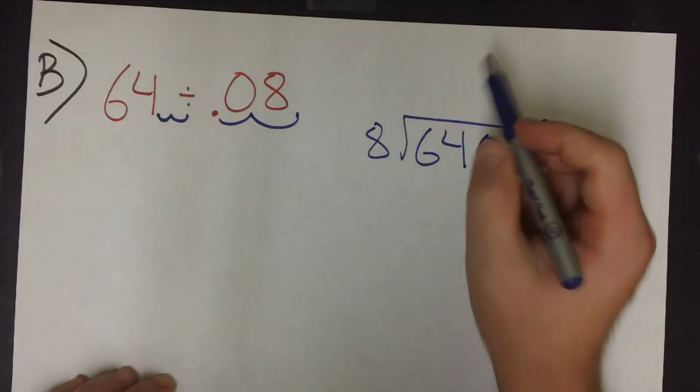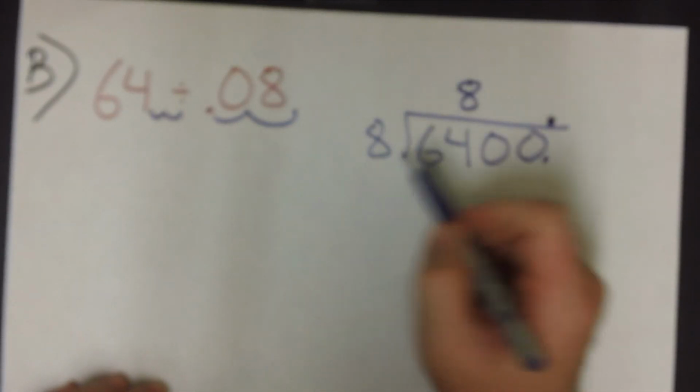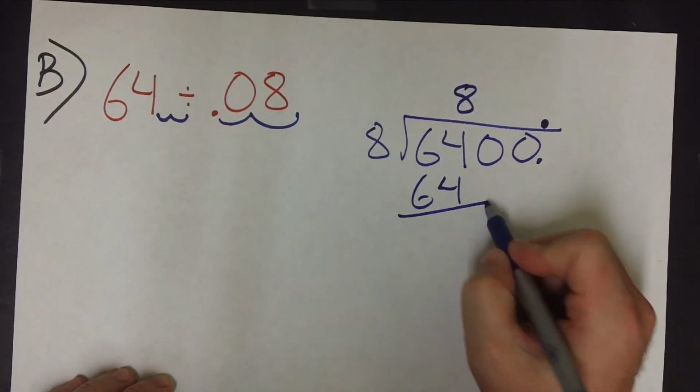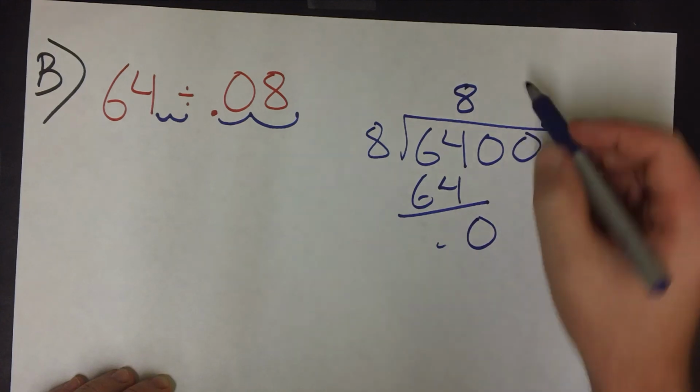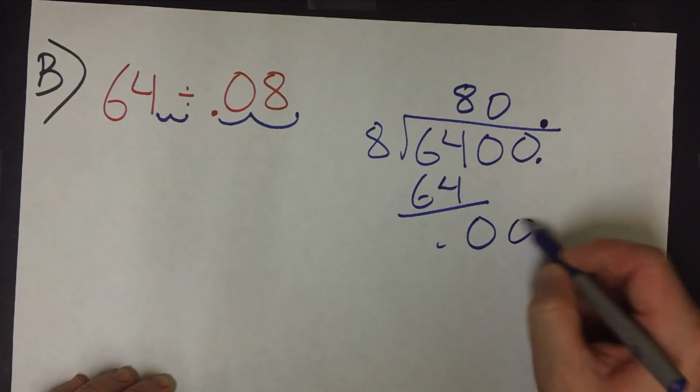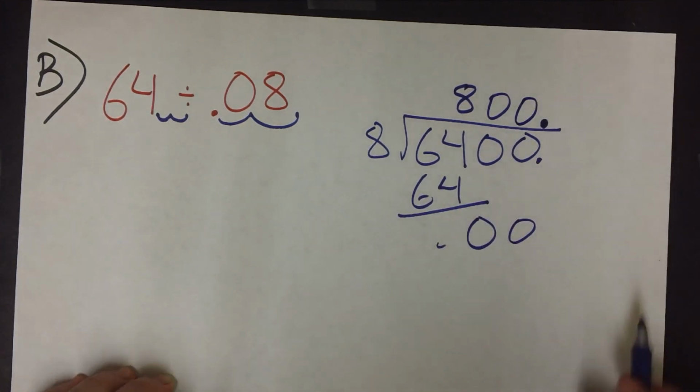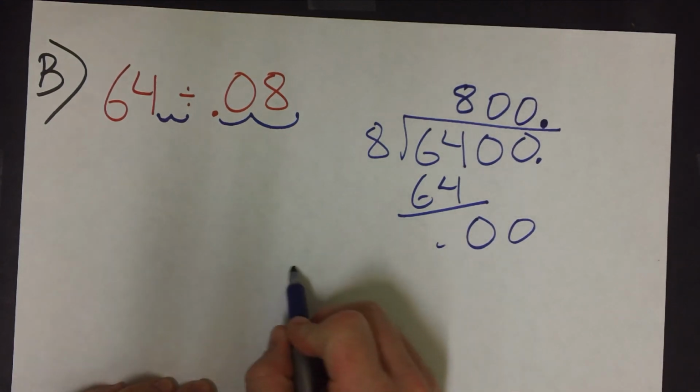8 goes into 64 8 times. 8 times 8 is 64. You have a remainder of 0, and all you're going to do is bring down zeros. 8 goes into 0 0 times. 8 goes into 0 0 times. Your answer is actually 800.